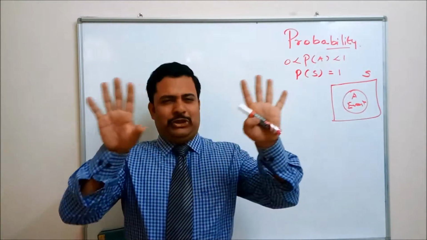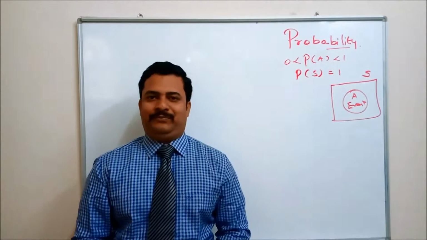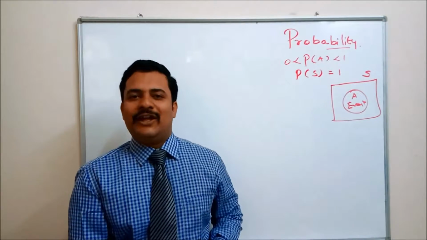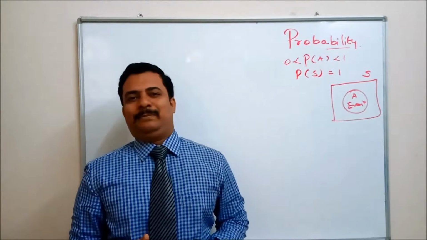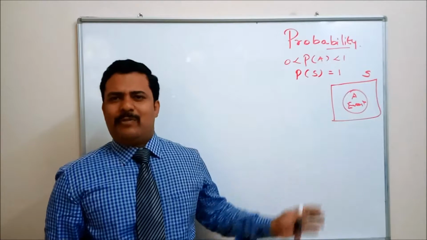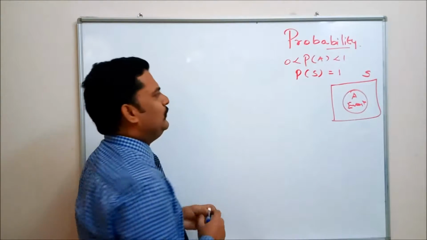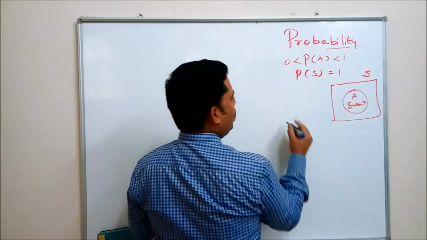So the total possible outcomes is called the sample space. The favorable event which you want is called simply the event. Okay, let's go ahead with the simple problems and then you can understand the rest. There is a rule behind this.